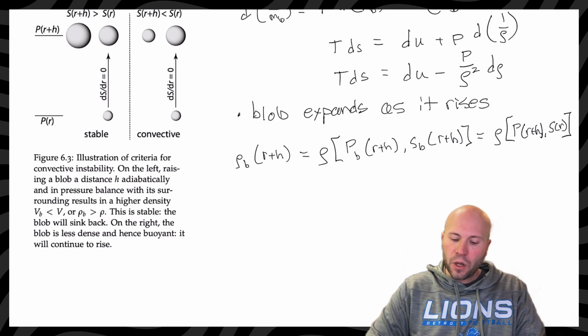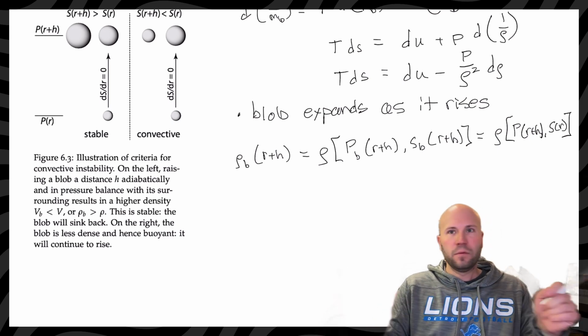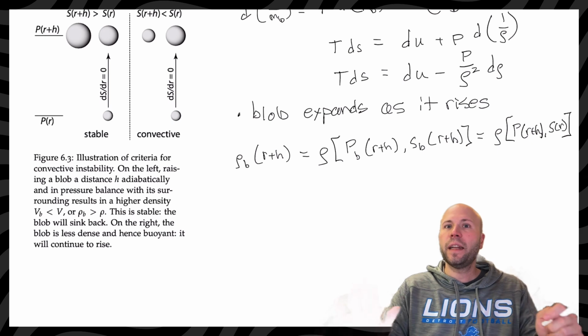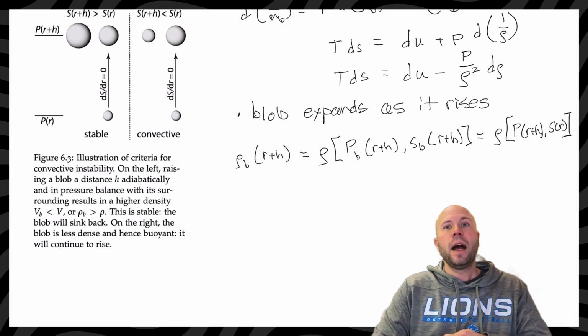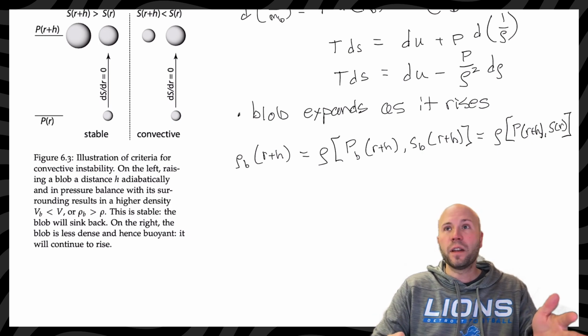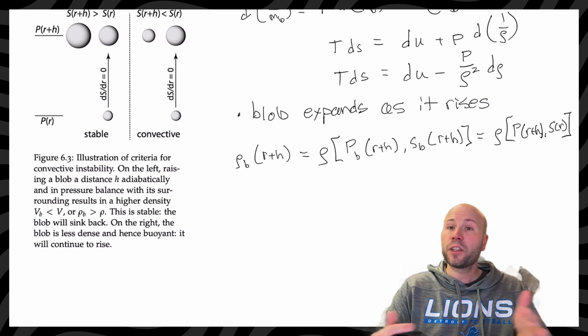Okay, so we haven't solved anything here. We just identified that I can specify the density as a function of pressure and entropy, right? That is simply one of the fundamental thermodynamic properties that relates all of these things together via the equation of state. Now, at this point, we can apply Archimedes' principle, right?